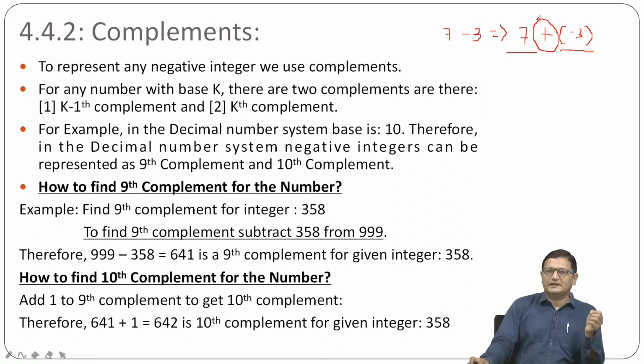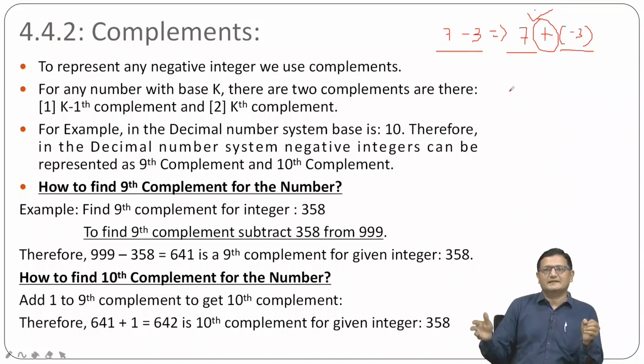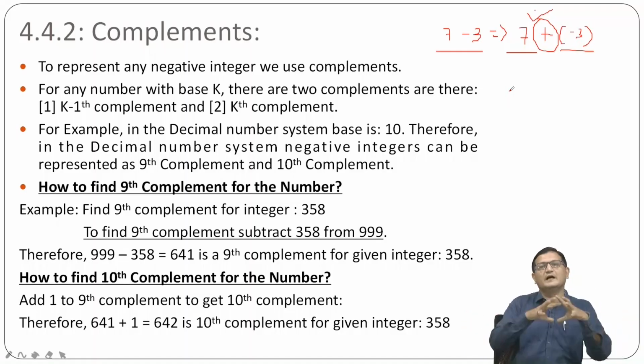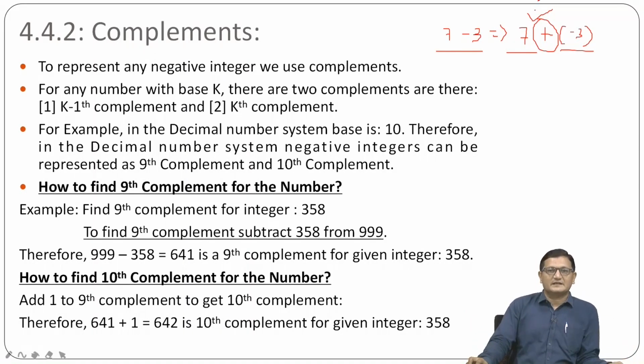Computer is having only one circuitry, and that is the circuitry of addition, which is known as an adder. So, here the computer is actually understanding this particular expression in this way, 7 minus 3. We are recognizing this operation as a subtraction operation, but the computer will understand this operation as 7 plus minus 3. So, minus 3 is one number, 7 is another number, and the computer wants to add both the numbers.